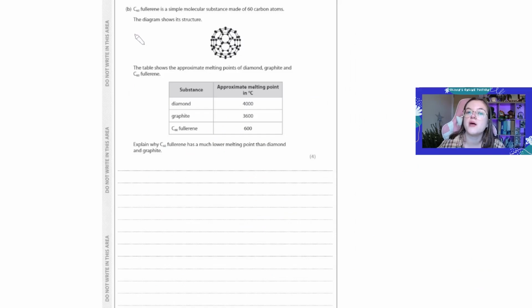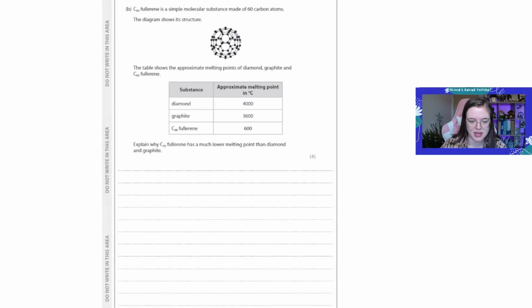In part B, C60 fullerene is a simple molecular substance made of 60 carbon atoms. The diagram shows its structure, there it is, like a ball. The table shows the approximate melting points of diamond, graphite, and C60 fullerene. Okie dokie then. So, explain why C60 fullerene has a much lower melting point than diamond.